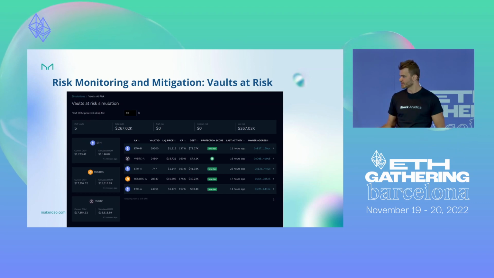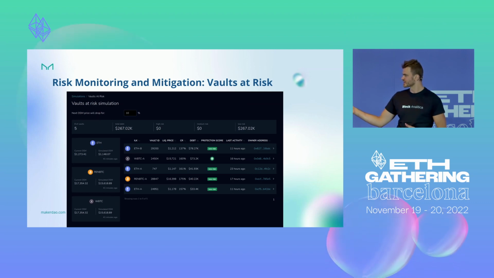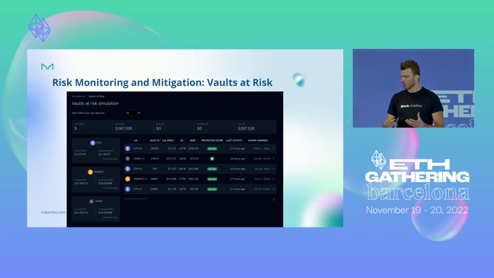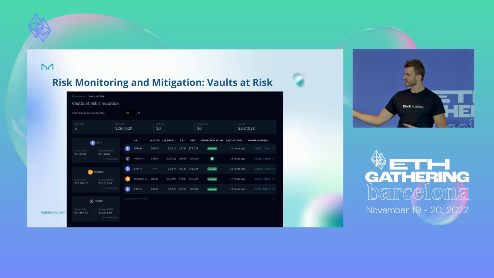And then we have, just for example, a comparison between the current OSM price and the simulated OSM price, and other interesting things. And we can also go to the owner address, and dive deep into analyzing this kind of dynamics.